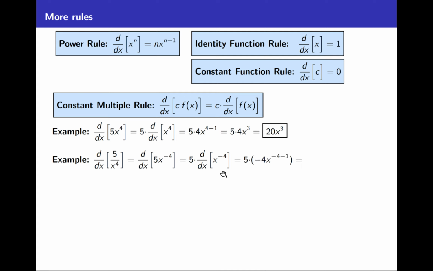And now we can use the power rule to find that derivative, giving us 5 times negative 4 x to the power of minus 4 minus 1. And that's 5 times negative 4 times x to the power of minus 5. And simplifying that, that's negative 20 over x to the 5th. So the derivative of 5 over x to the 4th is the function minus 20 over x to the 5th.